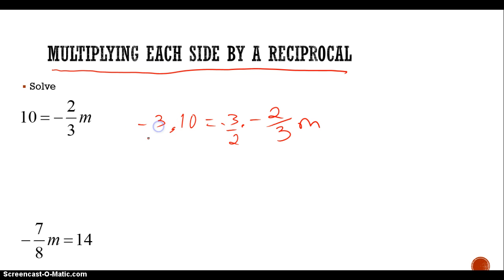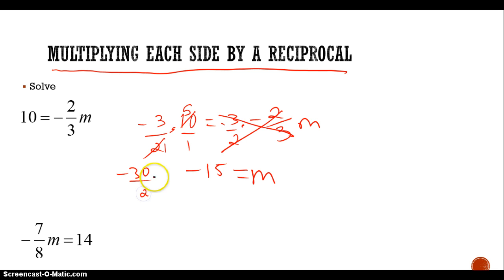Remember, this 10's over 1. So these cancel each other out. That isolates my m. So I have negative, if you cross reduce, my answer is negative 15. Okay, if you don't cross reduce, you know you get negative 30 divided by 2, which equals negative 15 either way. Okay, plug it back in to check your work.